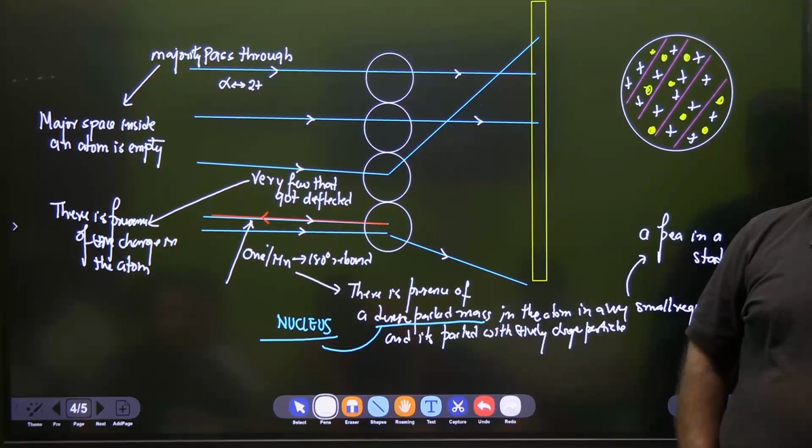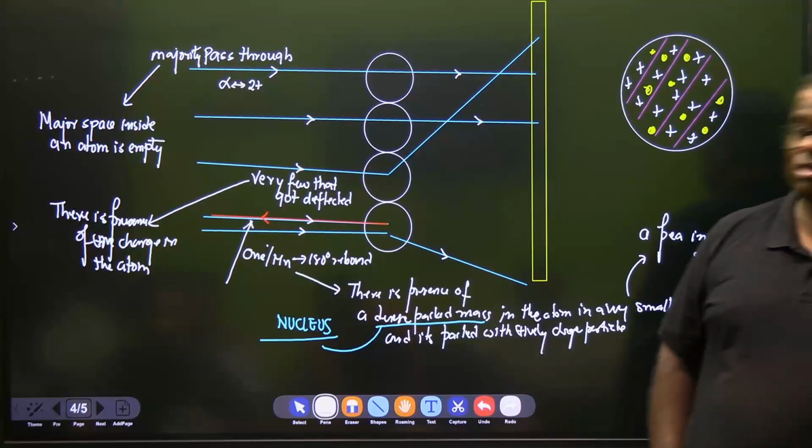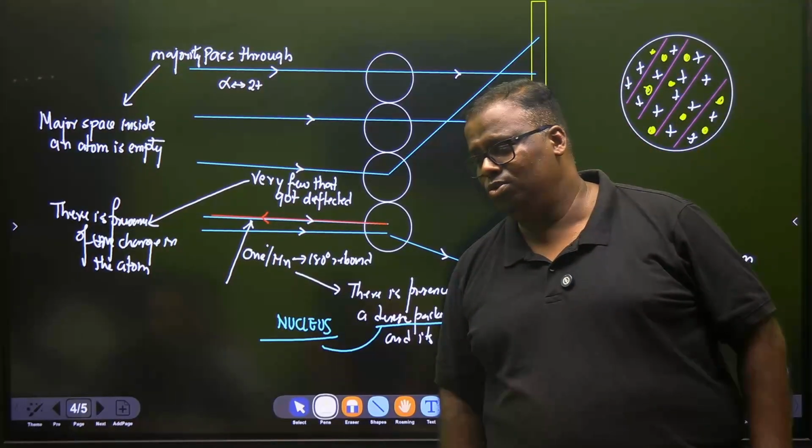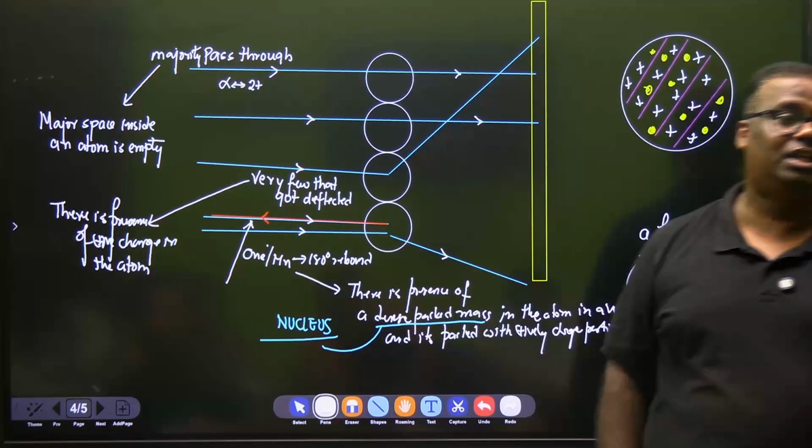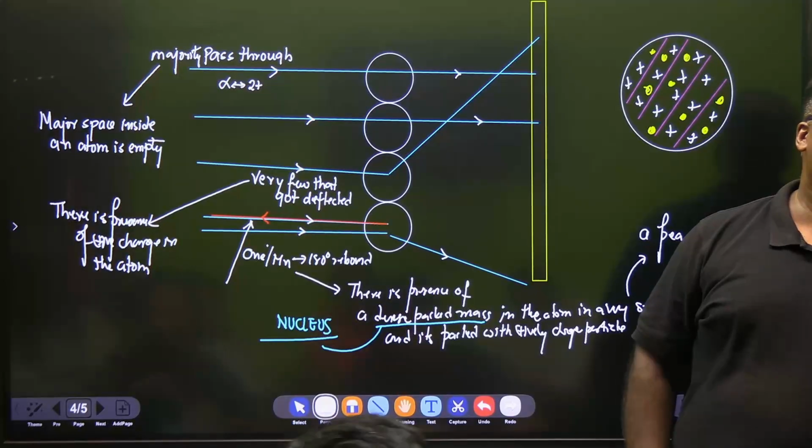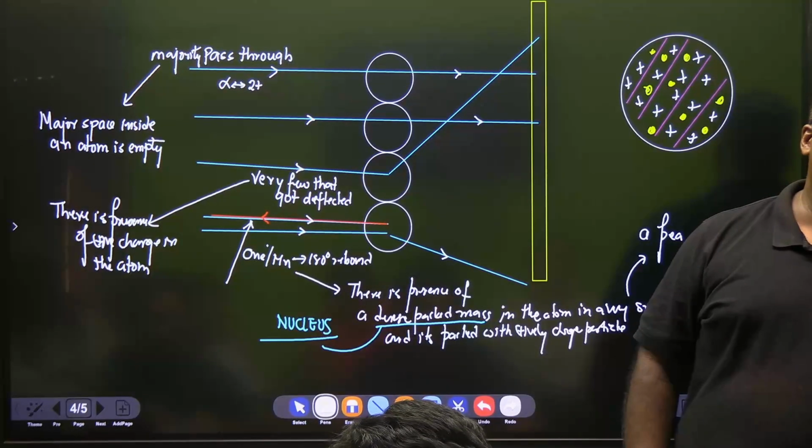After this, you have to now learn also what are the drawbacks of Rutherford's model. I never like to use the word drawback because they are such big, great scientists. You should never use it. Limitations is better, because only then you learn.